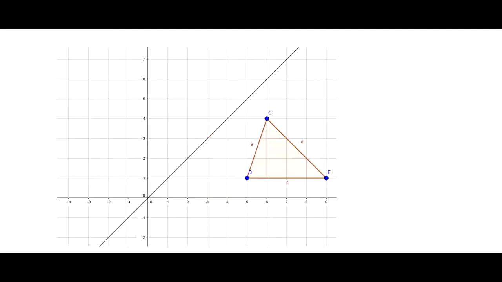So let's do another one here. Let's label our axes. We have the x-axis and we have the y-axis. So the x-axis is the line y equal to 0, and the y-axis is the line x equal to 0. And I've drawn a line here, which is y is equal to x. And I'm going to perform a reflection of this triangle here, which is C, D, and E, and I have to show what happens. Now, this line is the mirror line, right?